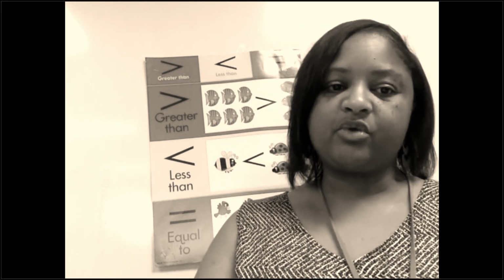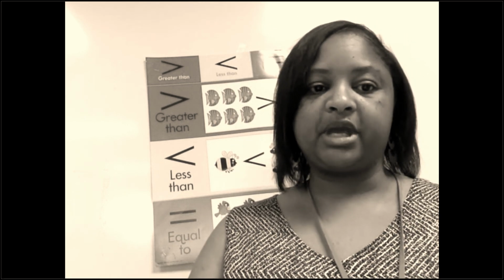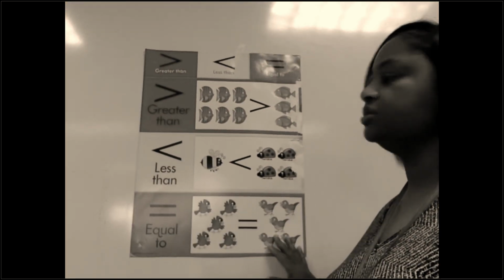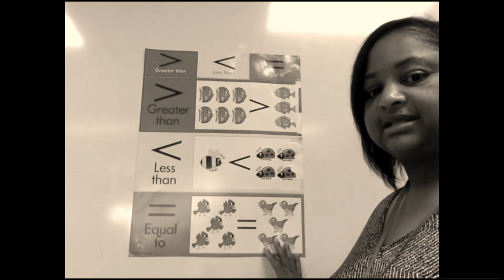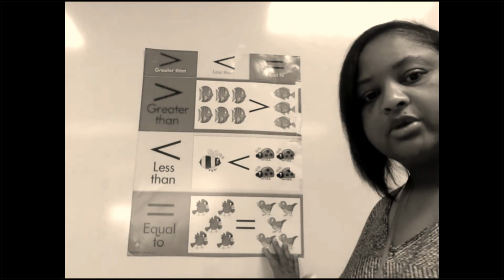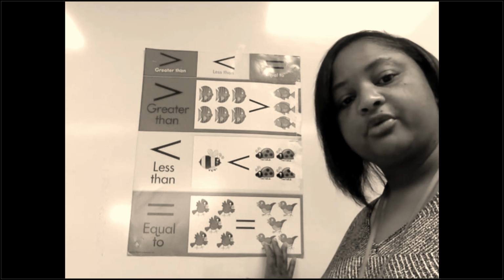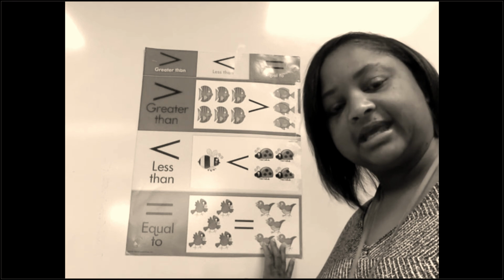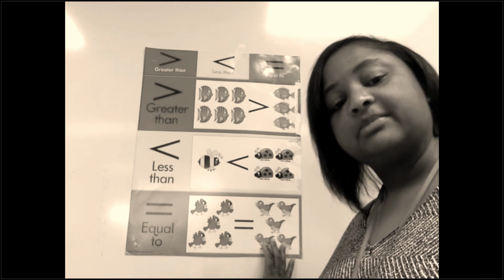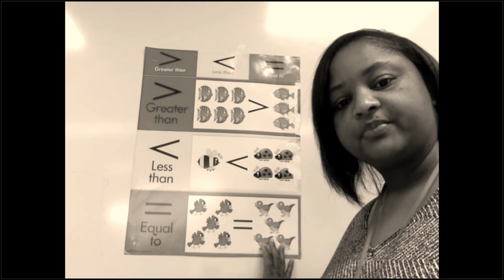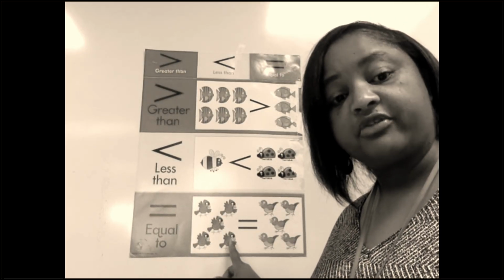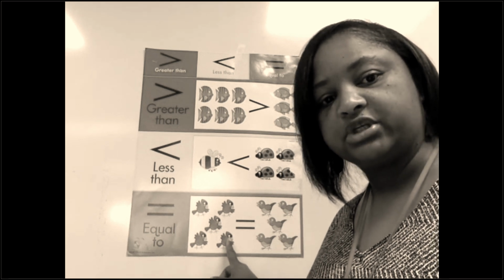Good morning. Happy Monday. Today we're going to be starting rounding, comparing whole numbers. If you look on my chart, you see we're going to be talking about greater than, less than, or equal to. When we talk about greater than, we talk about the number that is larger than the number that you have. When we talk about less than, we talk about the number is smaller than the number that you have. And when we talk about equal to, we talk about the two numbers that you have are the exact same, so they will be equal to each other.